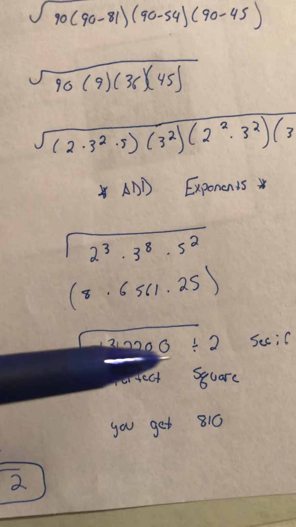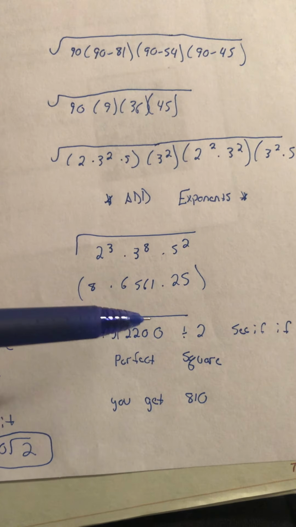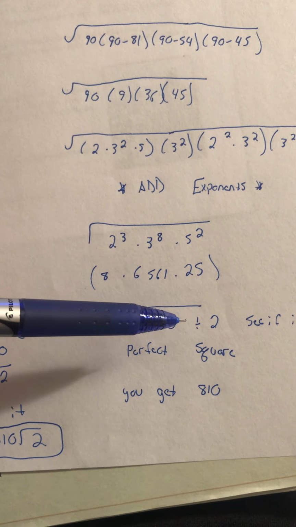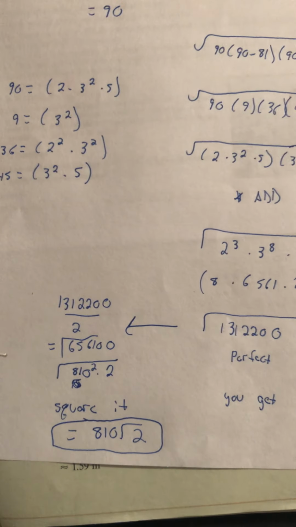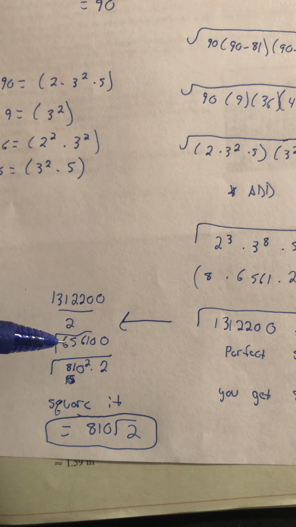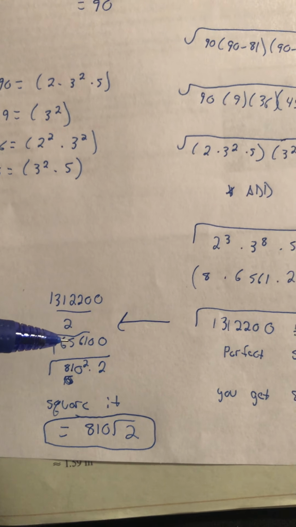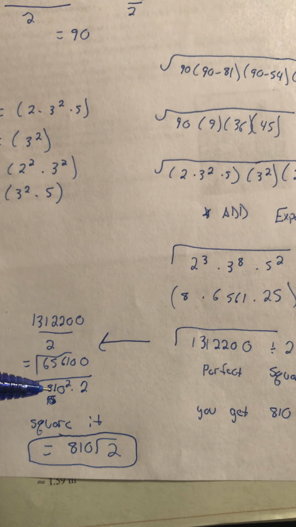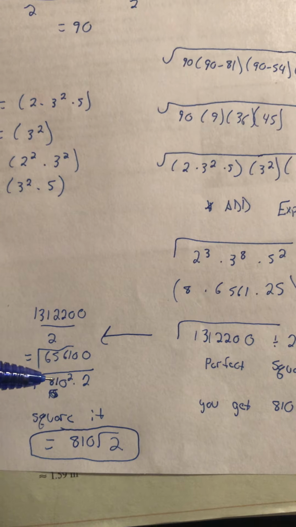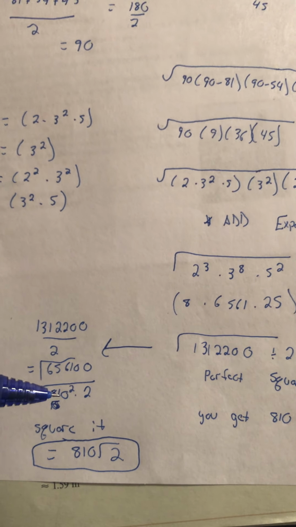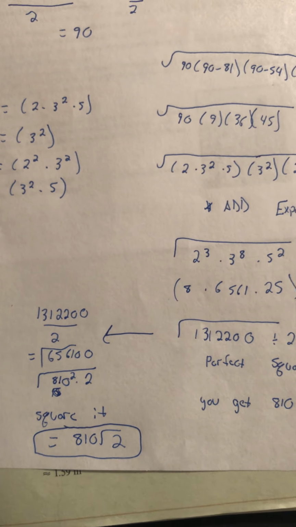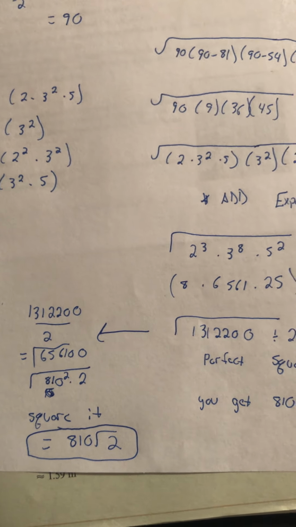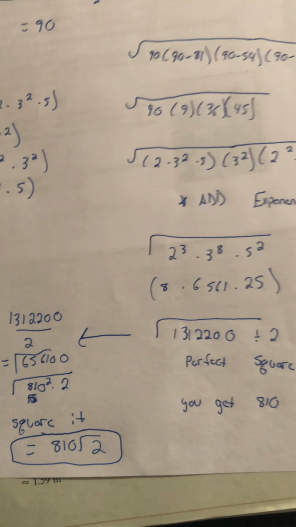1,312,200. You're going to divide that by 2 to try to find a perfect square. So I took that number, divided it by 2, and I got this number, 656,100. Then I put that in my calculator and took the square root. When I did, it became a perfect square: the perfect square of 810. Now I took 810 because 810 squared times 2 gives me back the 1,312,200.